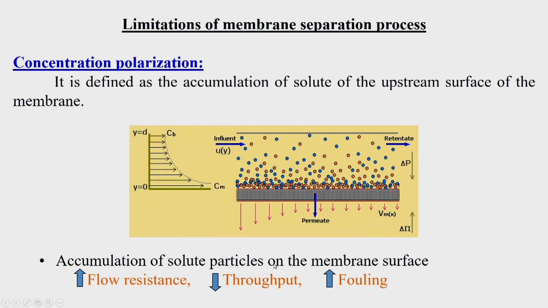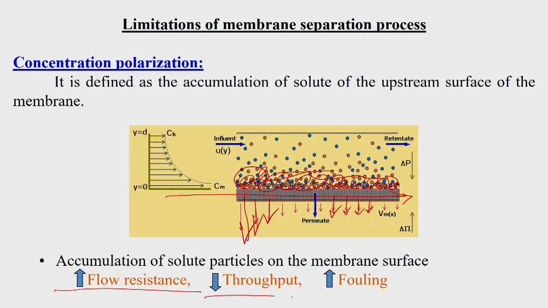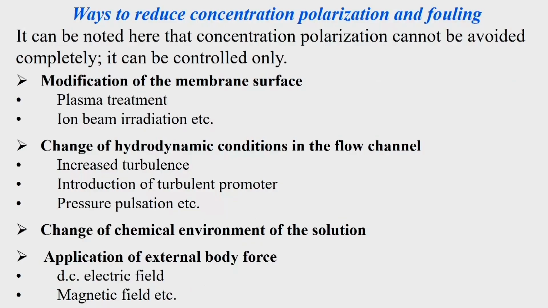Concentration polarization is defined as the accumulation of the solute on the upstream surface of the membrane. As the separation process goes on, permeate is collected. In the beginning the permeation rate is very high, but with time, as the solutes are deposited on the membrane surface, the permeate flux goes on decreasing. Flow resistance increases, throughput decreases and fouling increases. This is regarded as concentration polarization.